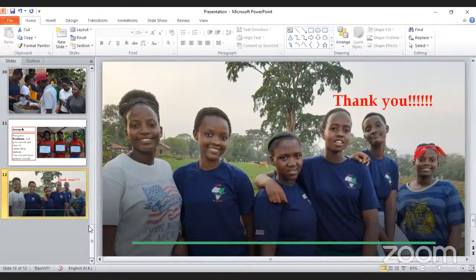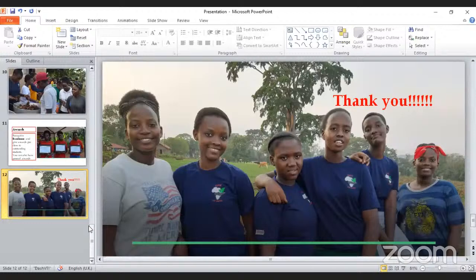Then you need to get parent support. Parents will only support you when they see their children in these projects. And so for you to win parent support, please have their children participating. Give the children opportunity to grow.